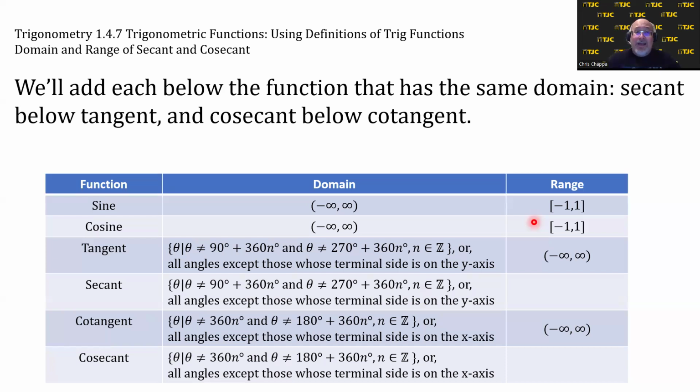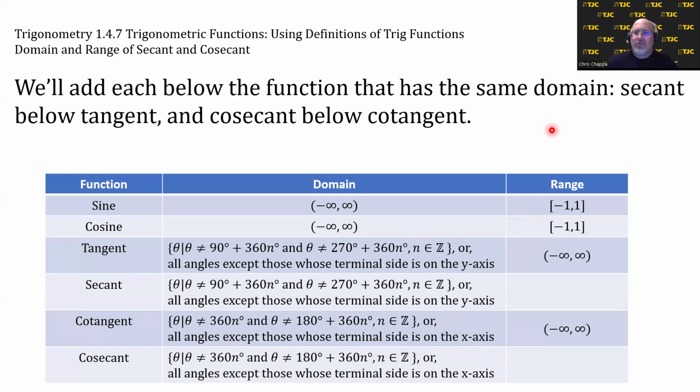So we could just add each secant and cosecant below the function that has the same domain. We can add secant below tangent, cosecant below cotangent, and just copy and paste the domains, which I literally did. Just remember that it's easier to think about the domains in terms of the axis on which the terminal side terminates. Tangent and secant, the domain is all angles except those whose terminal side is on the y-axis. Cotangent and cosecant, all angles except those whose terminal side is on the x-axis.